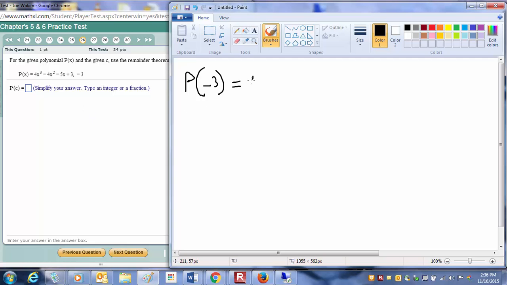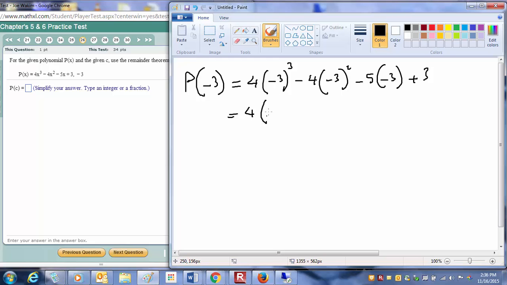So 4 times negative 3 cubed minus 4 times negative 3 squared minus 5 times negative 3 and then plus 3. If you multiply negative 3 by itself 3 times, it's going to give you 27, and negative multiplied by itself 3 times, it would be negative, so that would be negative 27.